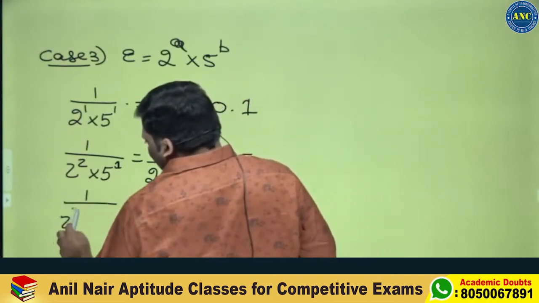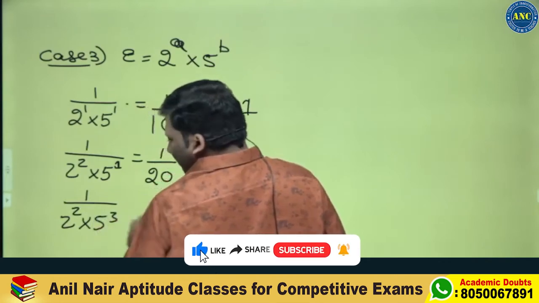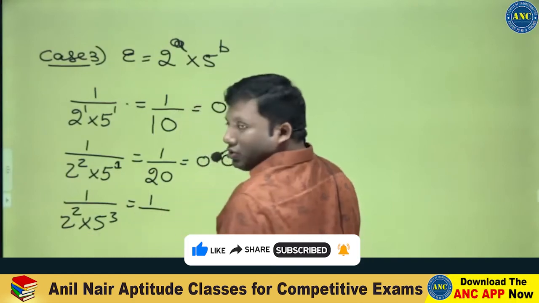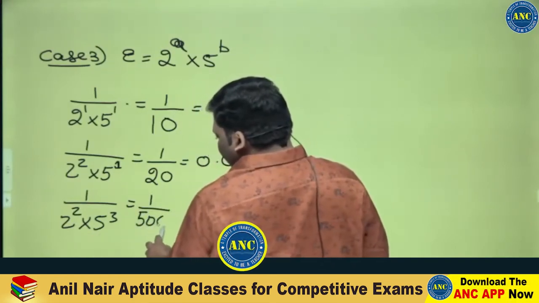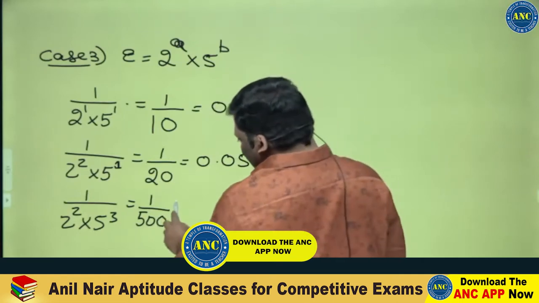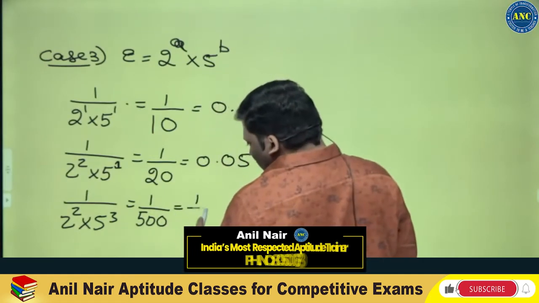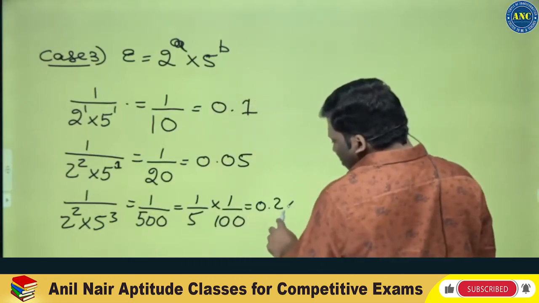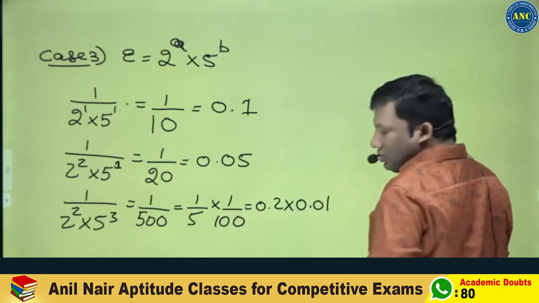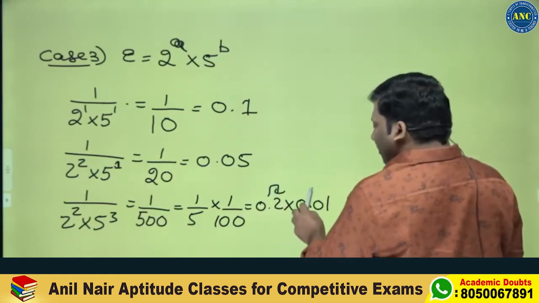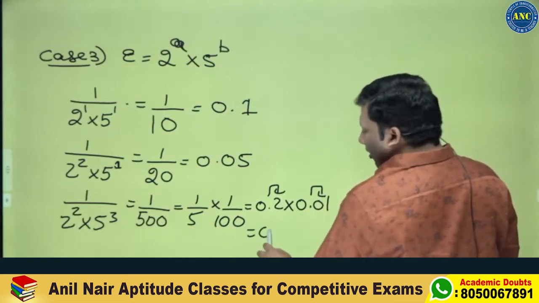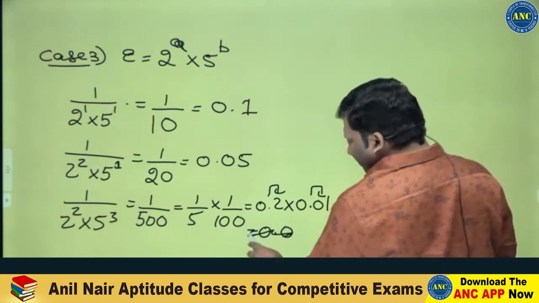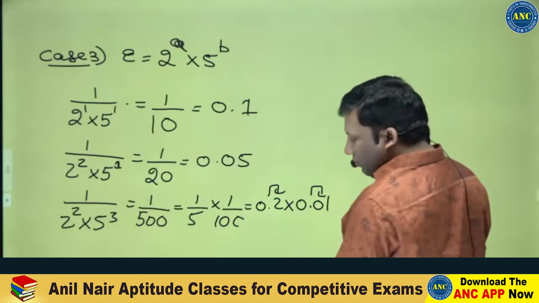Suppose we take 1 by 2 square into 5 cube. That is 1 by 125 into 4, which is 1 by 500. If it is 1 by 500, see here: 1 by 5 into 1 by 100. 1 by 5 is 0.2, 1 by 100 is 0.01. After the dot 1 digit, after the dot 2 digits. So the answer will have 3 digits after the dot. Are you all with me? I hope the idea is clear.